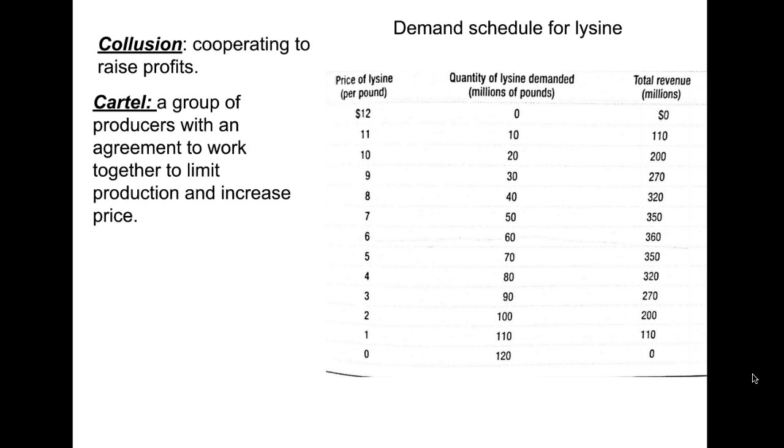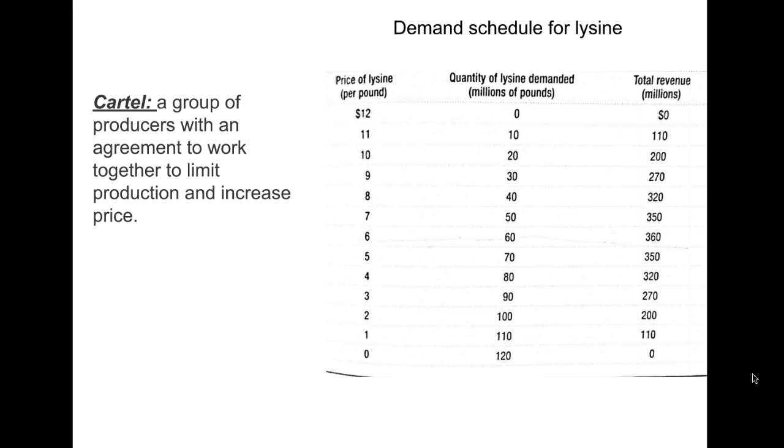So, cartels are obviously illegal, but let's ignore law for the moment. Suppose the firms producing lysine were to form a cartel, and this cartel decided to act as though it was a monopoly. It's going to maximize total industry profits.